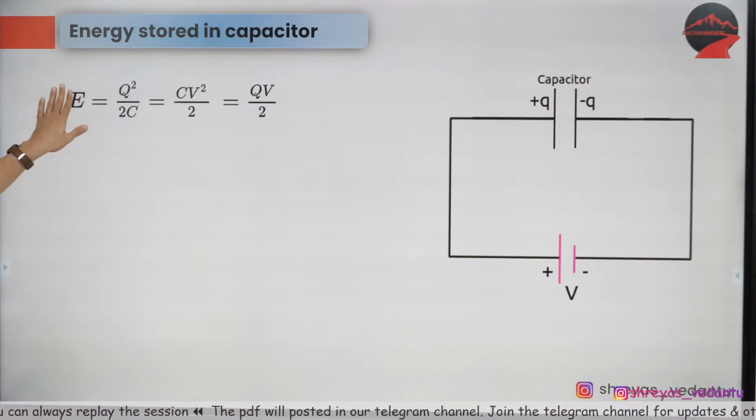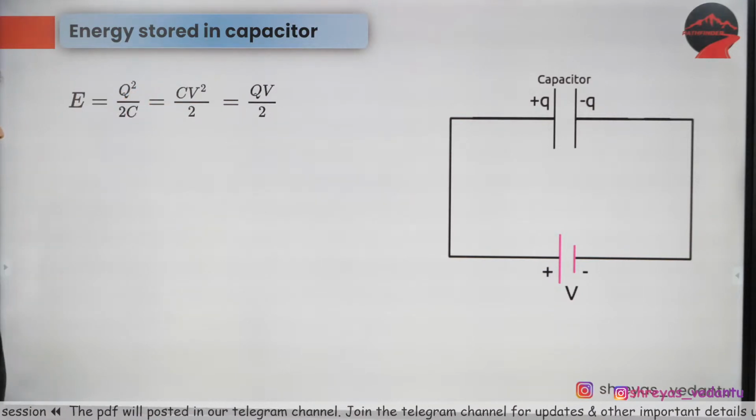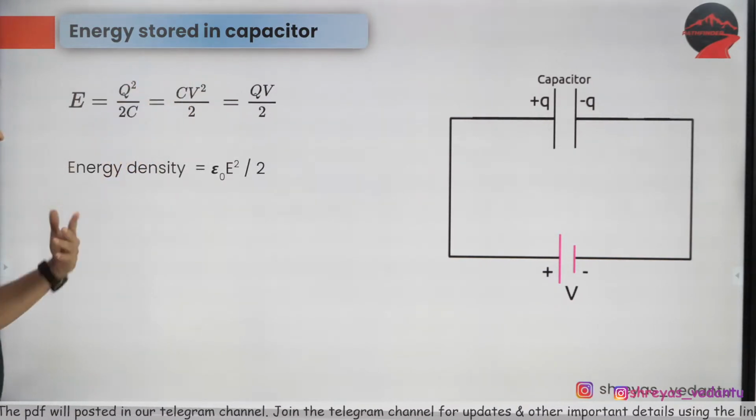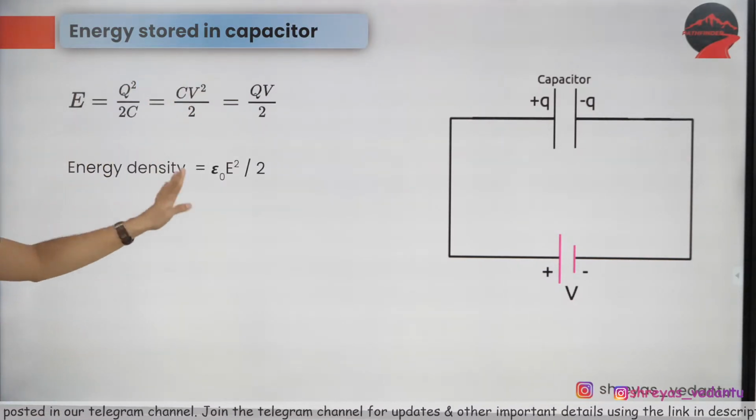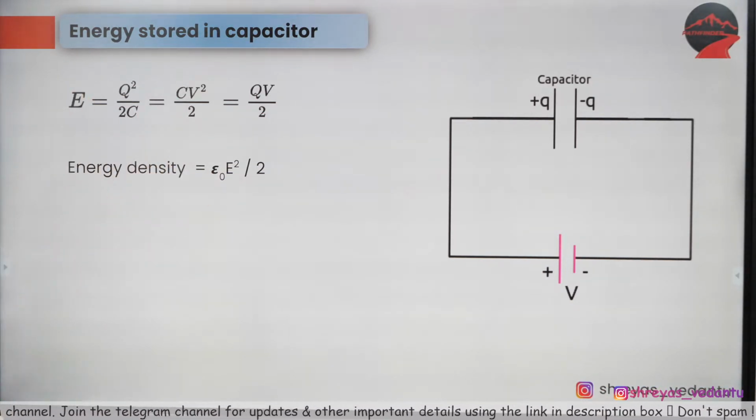So the electrical energy stored in a capacitor is half Q square by C or half CV square. You can also write it as half QV, one and the same thing. And the energy density is half epsilon naught E square. Keep these two formulas in mind.